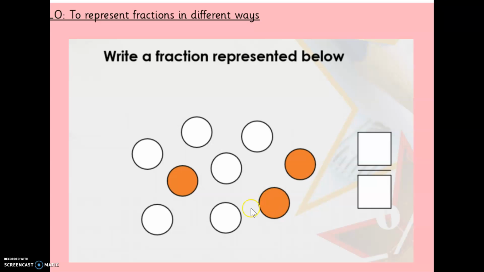So we have 1, 2, 3, 4, 5, 6, 7, 8, 9 pieces all together. So I can write a 9 in my denominator because there's 9 circles all together. 3 of them are coloured orange. So this could show the fraction 3/9. But 1, 2, 3, 4, 5, 6 of them are coloured in white. So I will also accept the answer 6/9 as well.